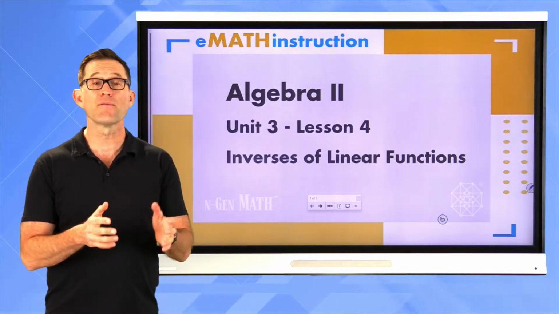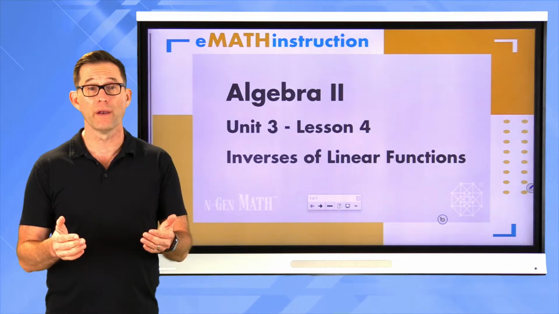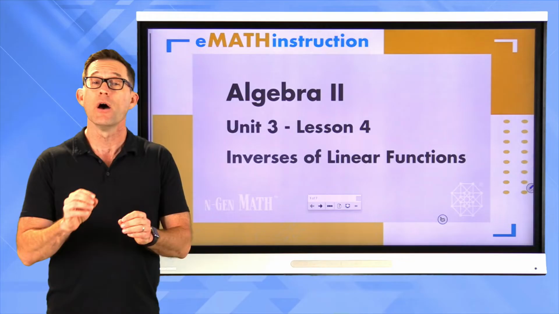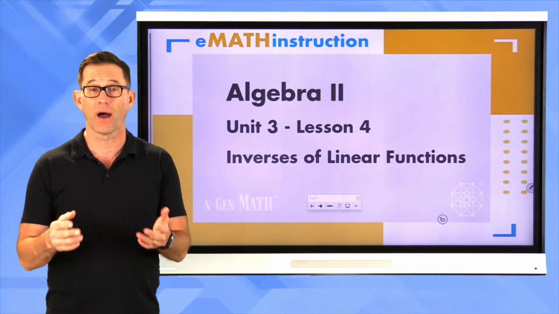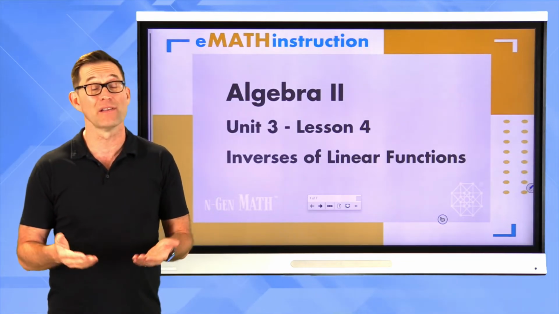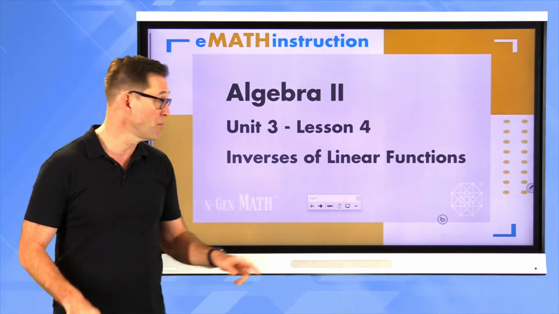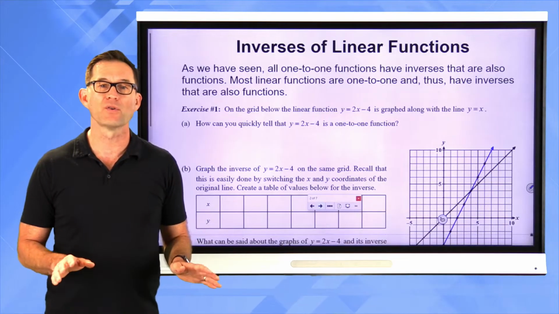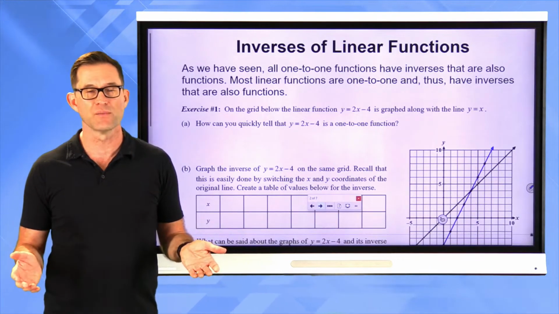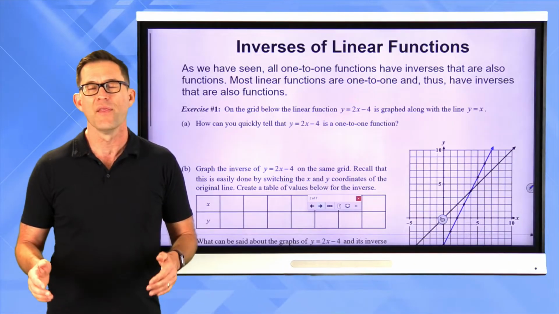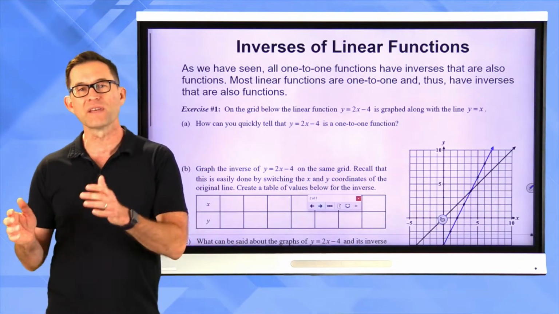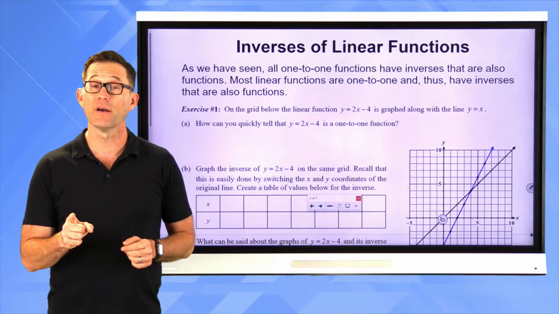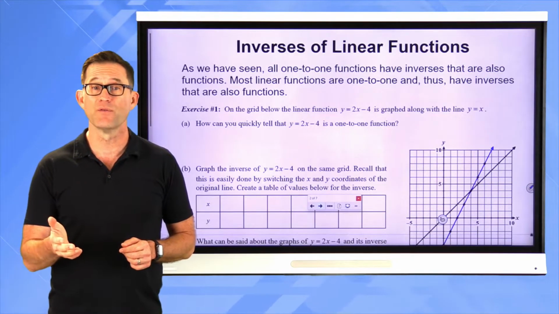Now we discussed inverse functions back in Unit 1 and we want to continue to work with inverses throughout this course, but with a variety of different function types. Of course this unit is all about linear functions, so let's jump in and talk about their inverses. As we've seen, all one-to-one functions have inverses that are also functions. Remember, one-to-one functions are functions where, for different inputs, you always get different outputs. Most linear functions are one-to-one and thus have inverses that are also functions.